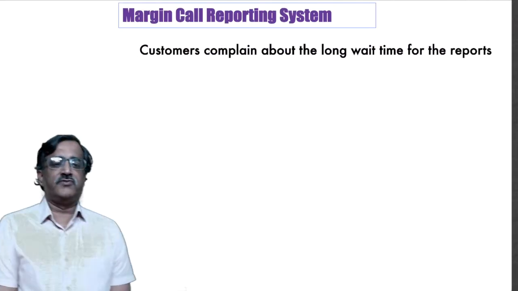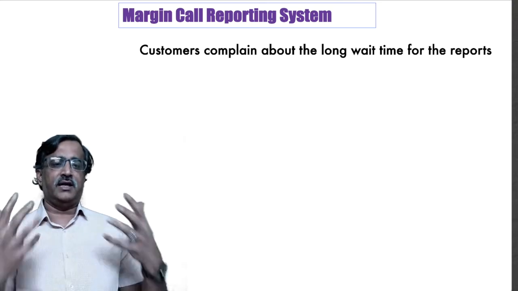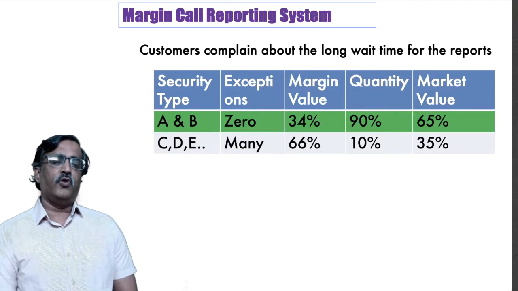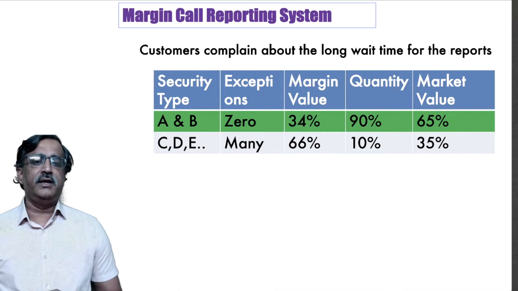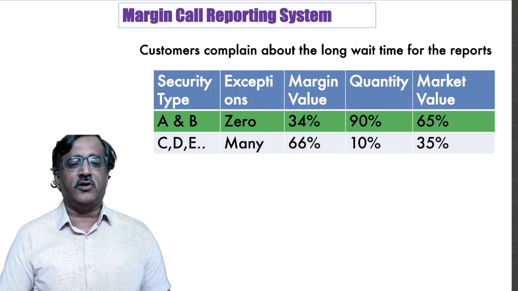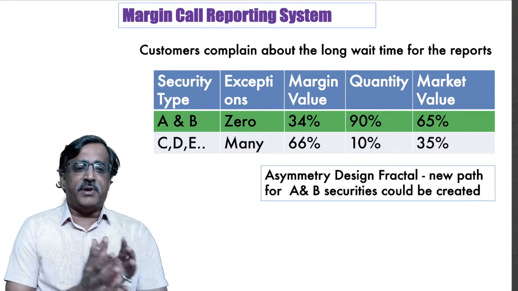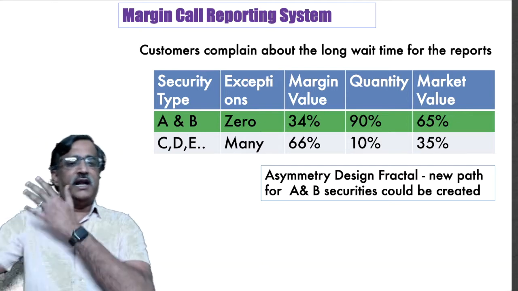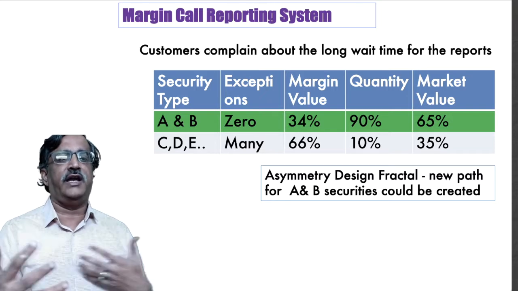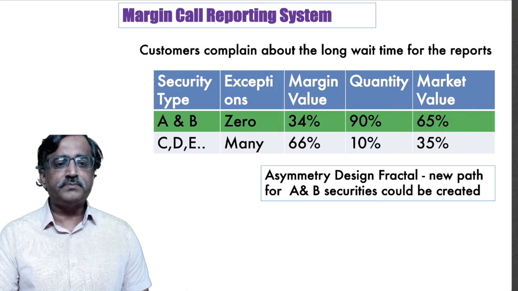One of our mentees was working on a margin call system for a large bank, and customers were complaining that there was a long wait time for the reports. When we analyzed the data, we found that securities of type A and B had no exceptions at all, and they formed 90% of the quantity of the trades. So with this knowledge, we were able to create a separate path for the A and B securities and deliver that part of the report quickly to the client while we process the exceptions on C, D, and E manually. That had a huge impact on the customer experience.